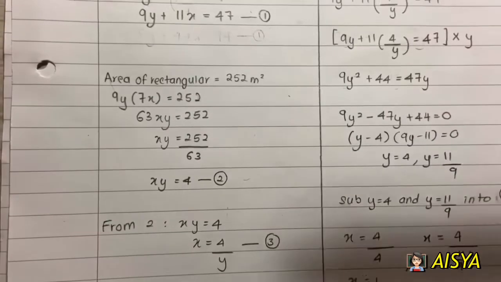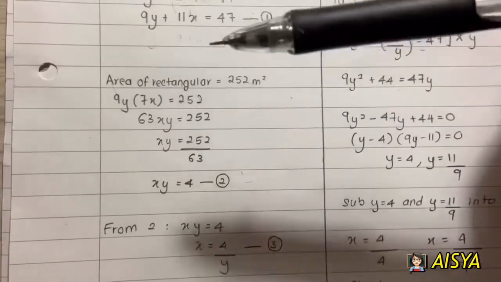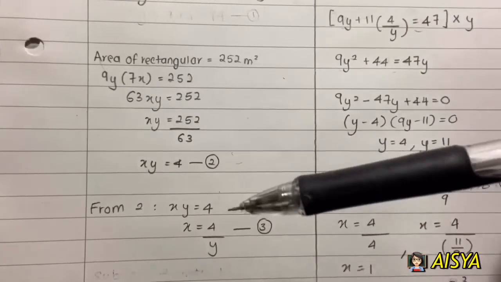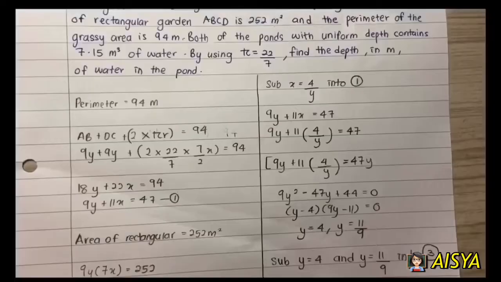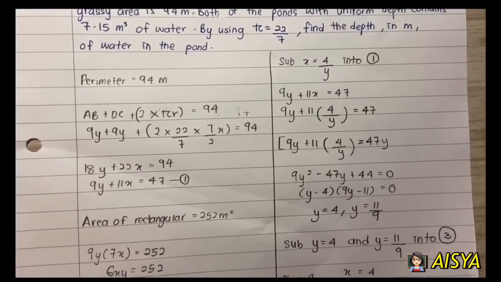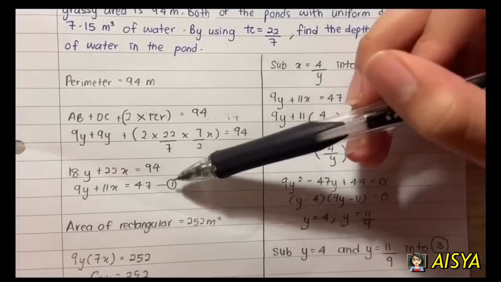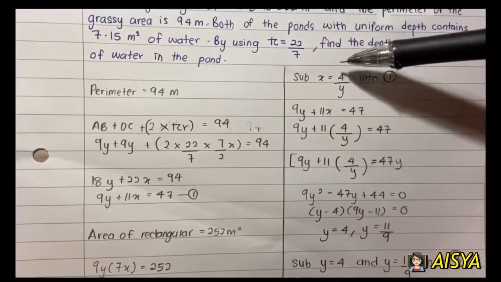So the easiest way is to use equation 2. You can use either x as a subject or y as a subject, and here I'm using x as a subject. And here we already formed equation 3. So for the next step, you just have to substitute x equal to 4 over y into equation 1. Just replace the variable x in equation 1 with 4 over y.